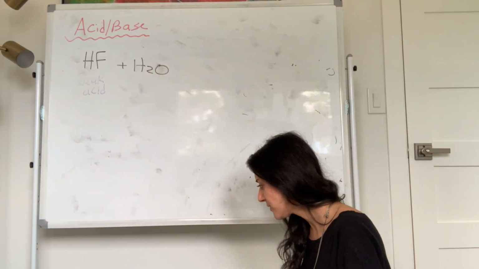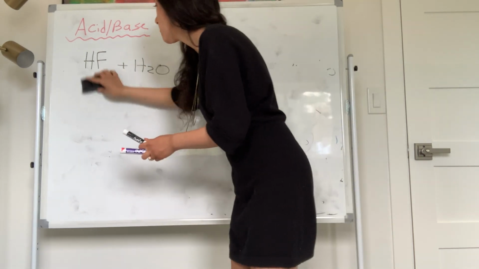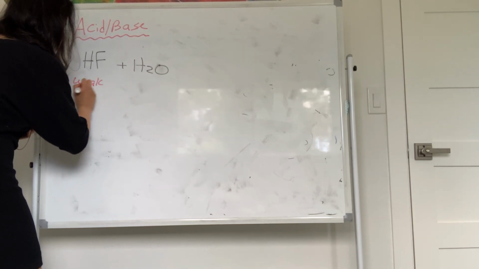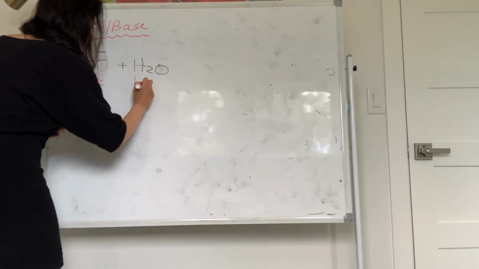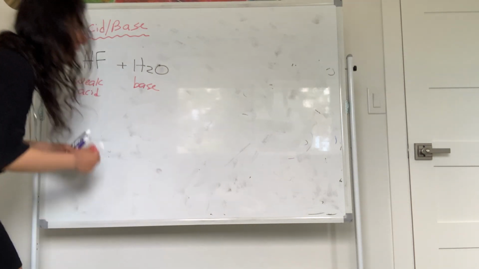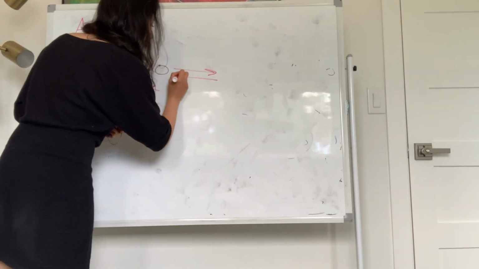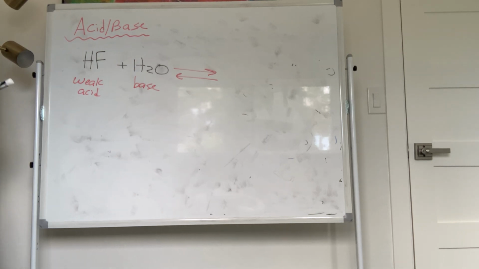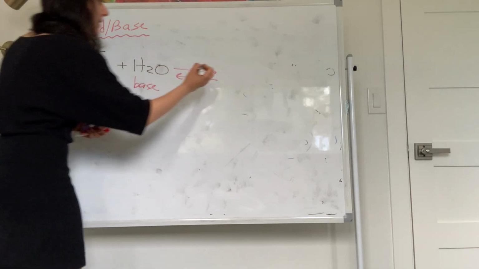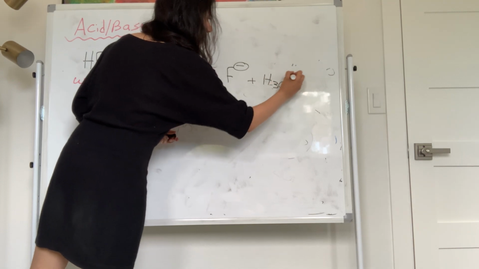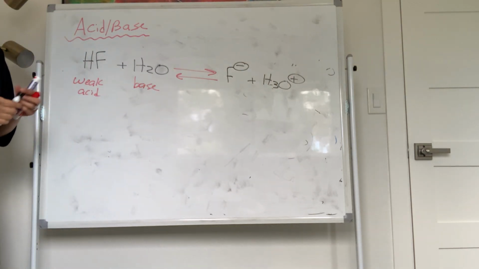And then if I add it to water, so that means this is my weak acid. That means the water has to be what? The water has to be a base. Now, because I'm talking about a weak acid, what am I going to do? I'm going to have a double arrow. You're going to have an equilibrium every time you have a weak acid or base. Acid is going to lose an H plus. Base is going to get an H plus. So I'm going to have an F minus plus hydronium. Are we good so far?